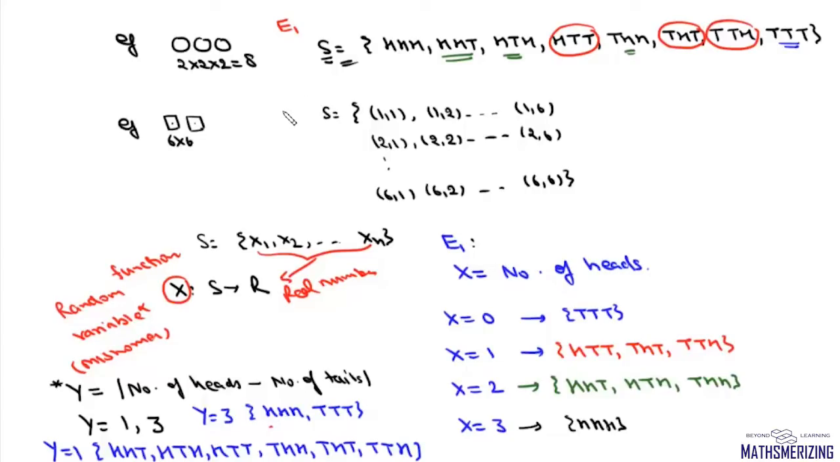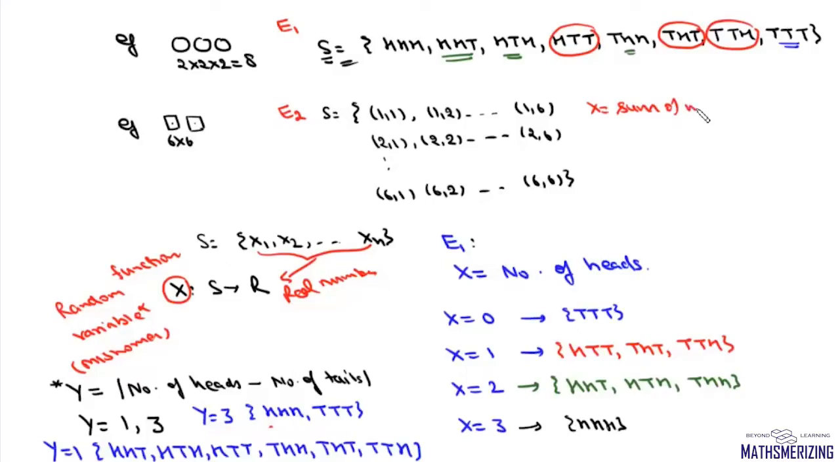Now if we take this second random experiment, say E2, then here we have rolled a pair of dice. Now in this random experiment, one of the random variables we can define is sum of numbers on upper faces.